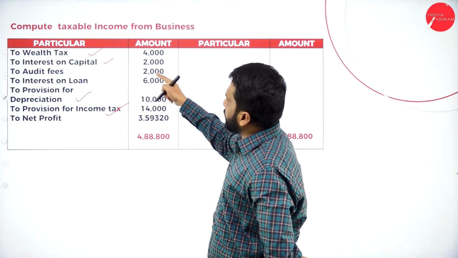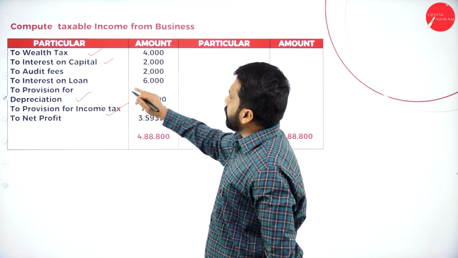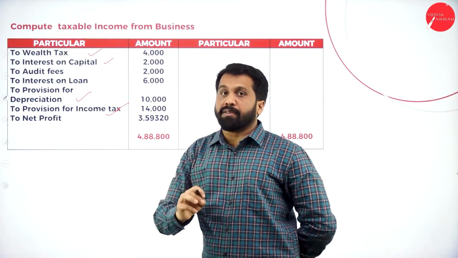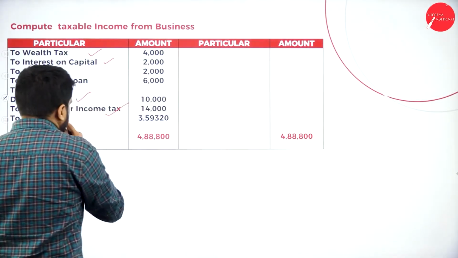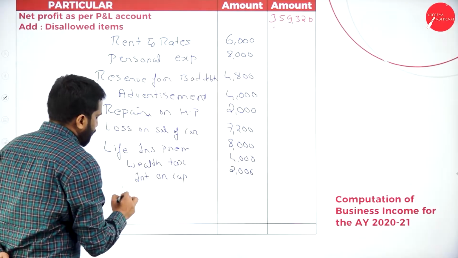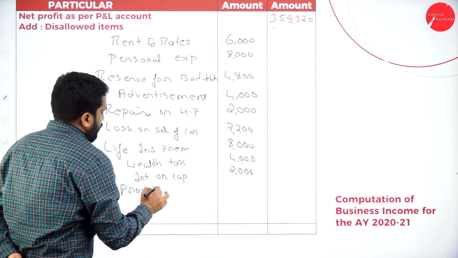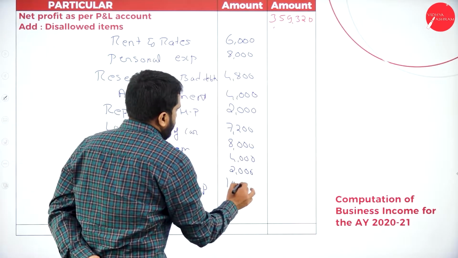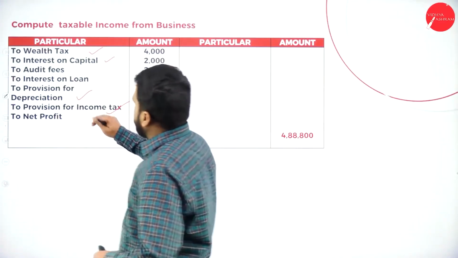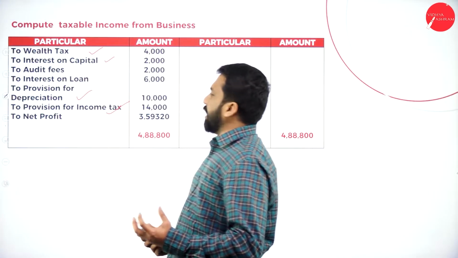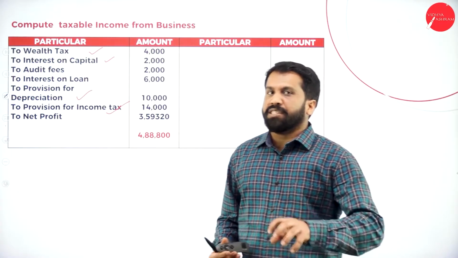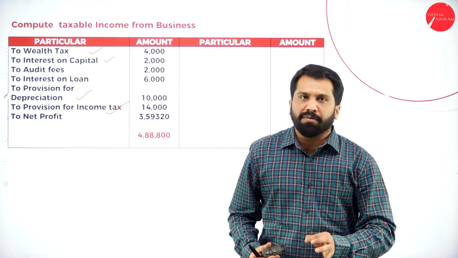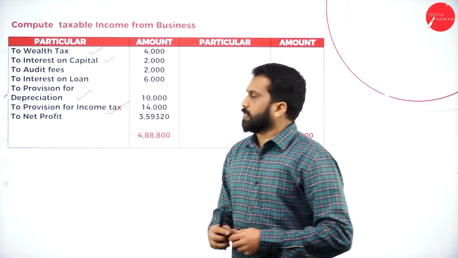Next, audit fees, it is part of the business. Interest on loan, part of the business. Provision for depreciation, yes, you have to take 10,000. Provision for income tax, any reserve, any provisions which are not part of your business. So remember, if you find any provisions, any reserves, you have to consider them.